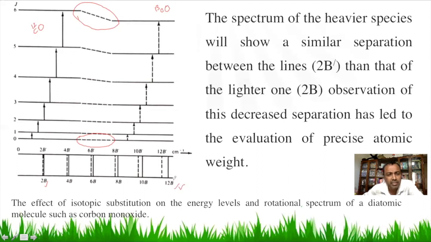Thus, the effect of isotopic substitution on energy levels and rotational spectrum of diatomic molecules varies with isotopic substitution or with atomic masses. So for the same molecule, different rotational spectra will be observed with change of isotopes. So here is the part on the effect of isotopic substitution.